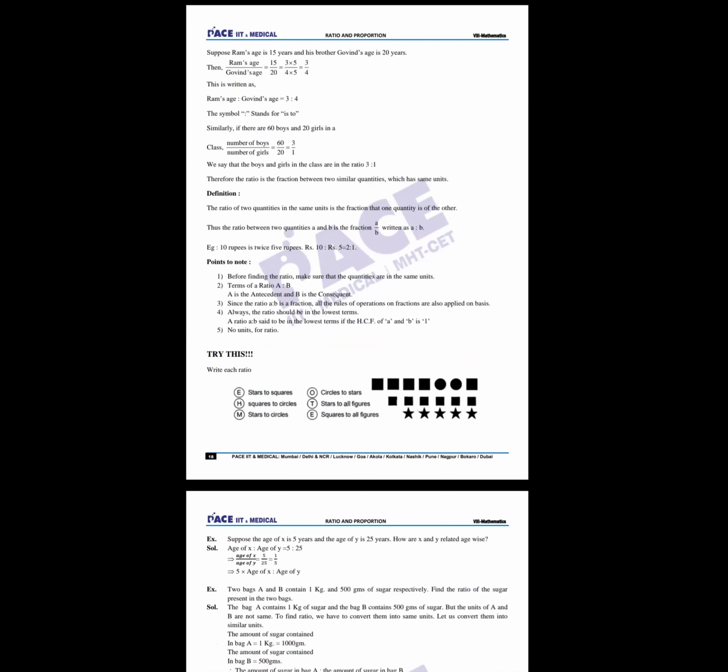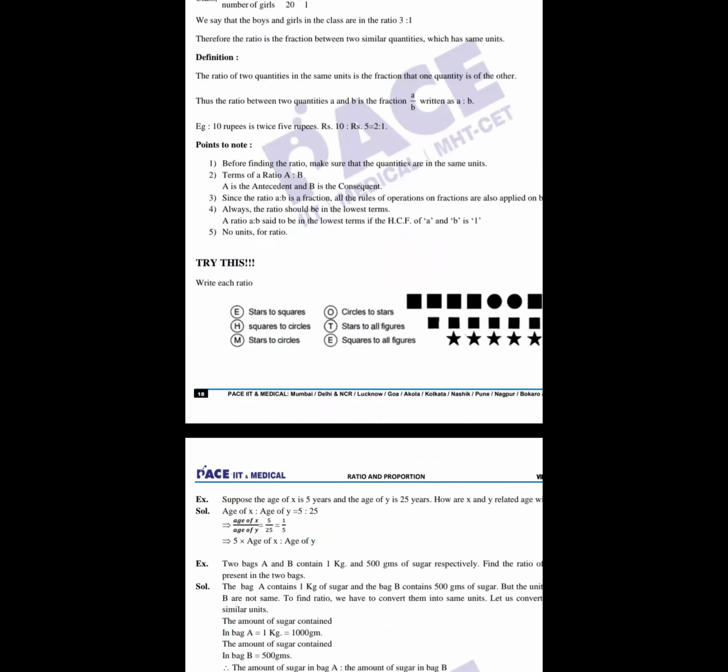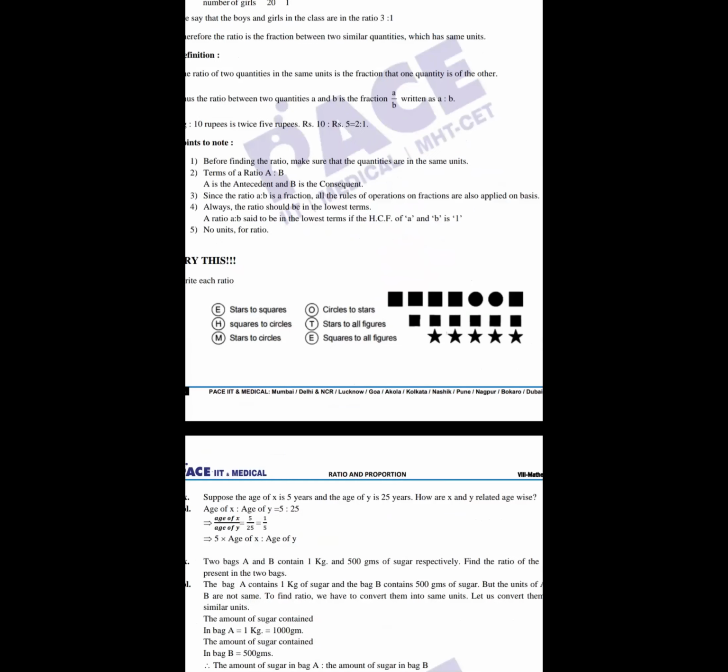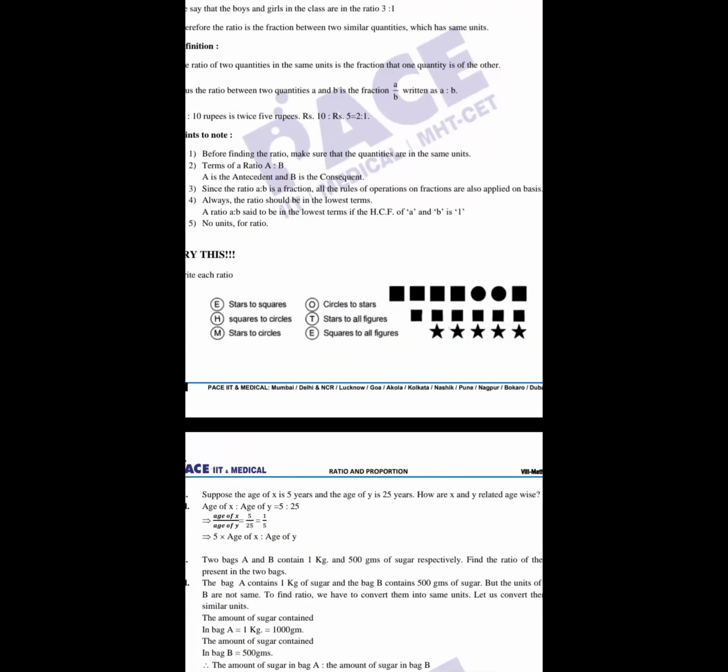Okay. Now see, just write this first example. Suppose the age of X is 5 years and the age of Y is 25 years. How are X and Y related age-wise? So what we have to do is find the ratio. Age of X is to age of Y, 5 is to 25. By cross multiplying, we can say the ratio of age of X and age of Y is 1 is to 5, which indirectly means that 5 times the age of X is equal to the age of Y. So that is a basic understanding of ratios.